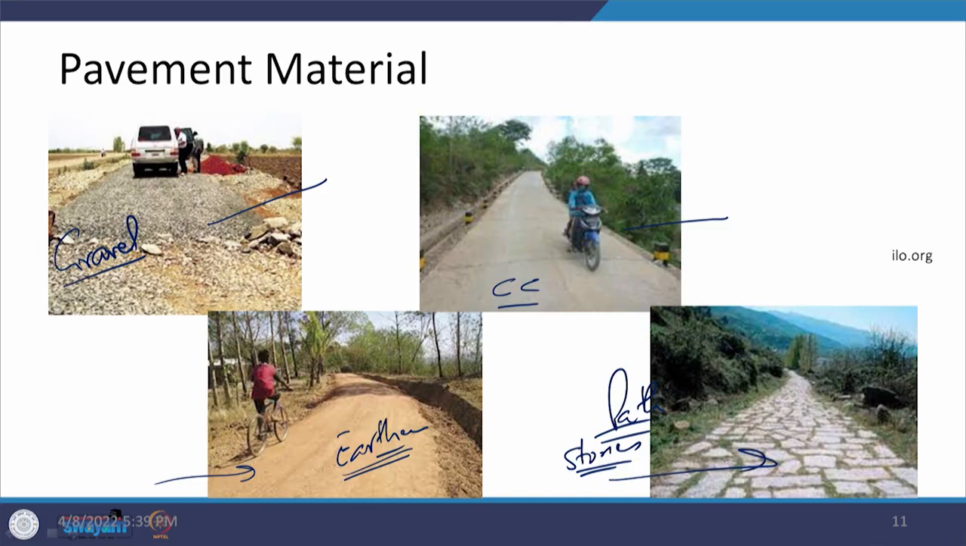These types of paths you usually may not find, but in many places now they are using stones to provide roads also, and that basically increases the discomfort to the drivers as well as the passengers, and the vehicles move at lower speeds, and that is how we create an unhazardous situation in those cases.